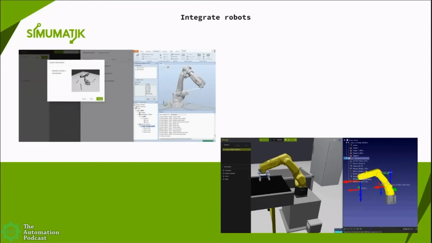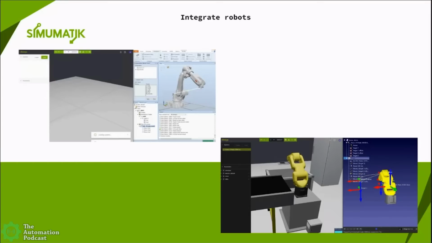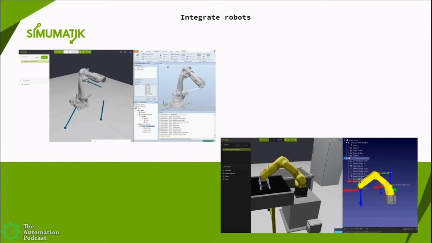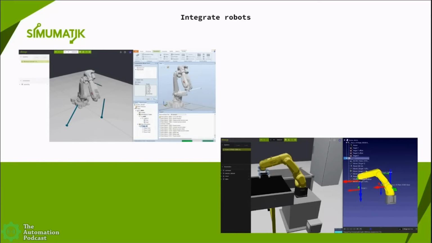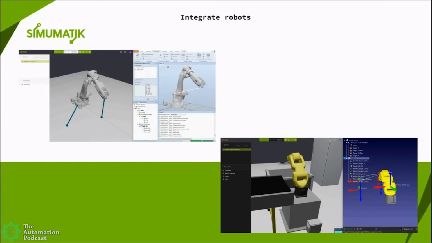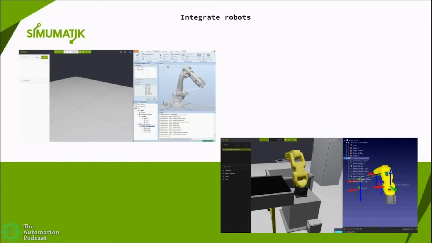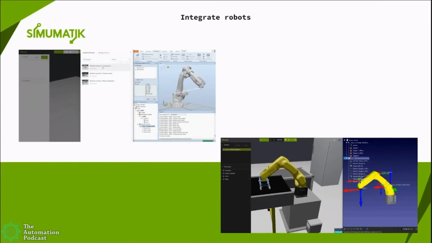What Simumatic does is connect to this virtual controller and mirror the robot position. So the benefit with that is that you can interact between the robot and other equipment that maybe is controlled by a PLC. And you can actually very easily interact between robots of different manufacturers.